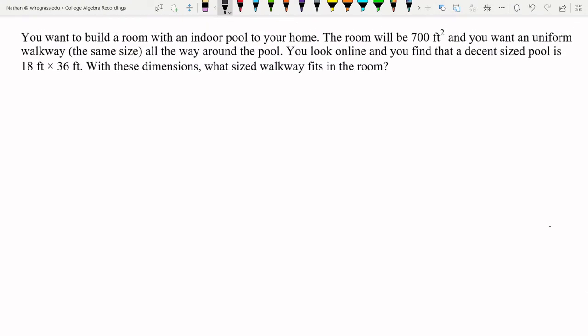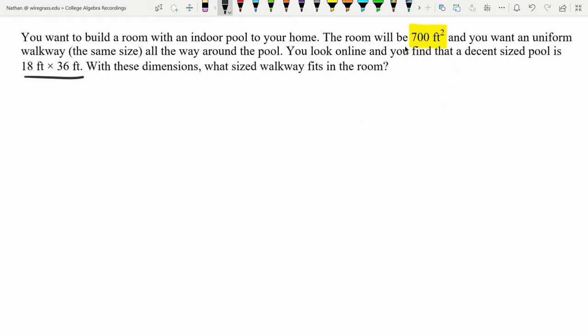All right, say you want to build a room with an indoor pool, and you know you want the room to be 700 feet squared, and we want a uniform walkway for aesthetic purposes all the way around the pool. So the uniform walkway means it's just the same width all the way around. Now, looking online, you can find out that a decent sized pool is 18 by 36 feet.